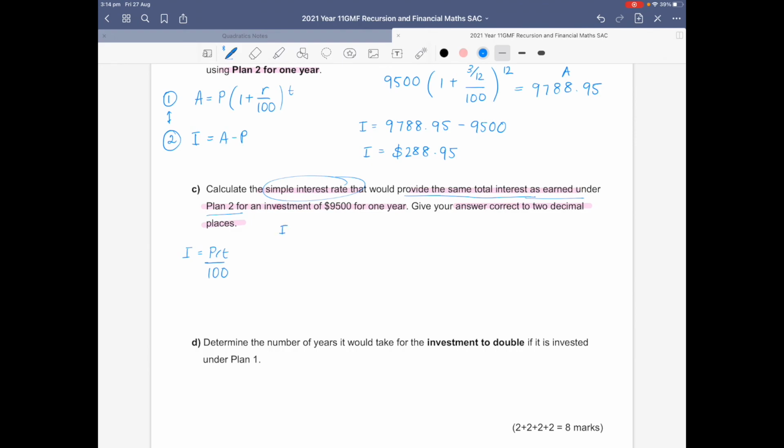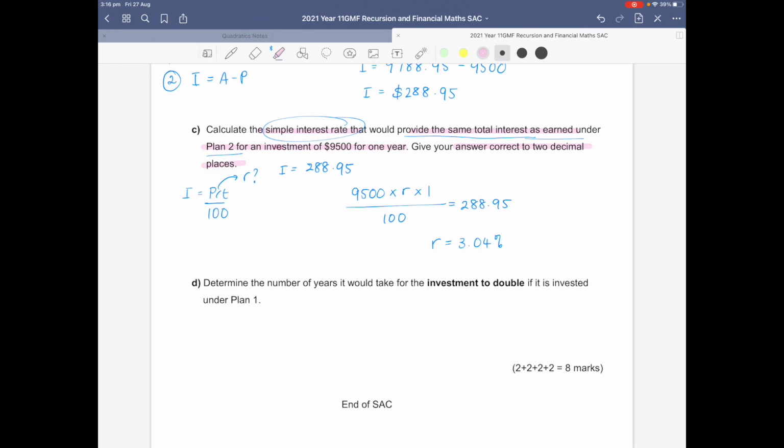So in this case, we actually know that I is going to be $288.95. What we're looking for is to find the simple interest rate. So we're actually looking for R. That's what we don't know. So again, using the equation, I've got 9,500 times R times 1 for T over 100 equals 288.95. At this point here, I would just use the solve function on your CAS and solve for the rate, or R, and that will give us an answer of 3.04%.